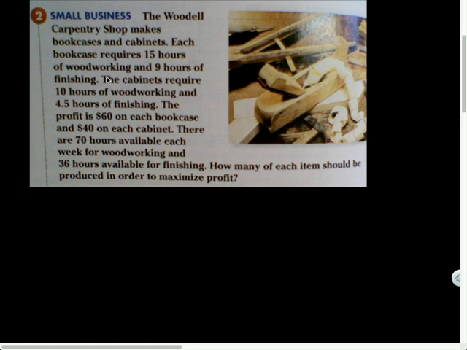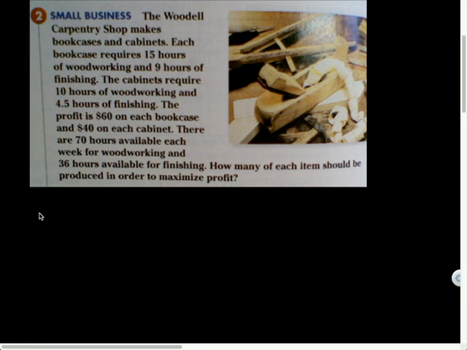So it says, the Woodell Carpentry Shop makes bookcases and cabinets. Each bookcase requires 15 hours of woodworking and 9 hours of finishing. The cabinets require 10 hours of woodworking and 4.5 hours of finishing. The profit is $60 on each bookcase and $40 on each cabinet. There are 70 hours available each week for woodworking and 36 hours available for finishing. How many of each item should be produced in order to maximize profits?